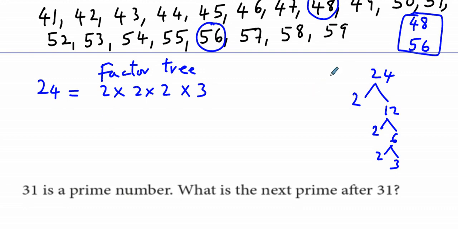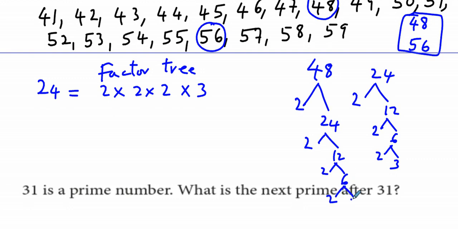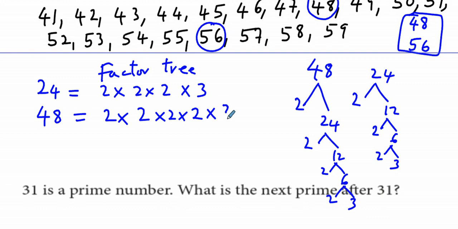Okay? When it comes to 48, we have 2, 24 here, we have 2, this is 12, we have 2, this is 6, and lastly we have 2 times 3. So for 48, this will be 2 times 2 times 2 times 2, there are 4 of them, then times 3. Okay, now let us pause here and find if the HCF will be equal to 8.